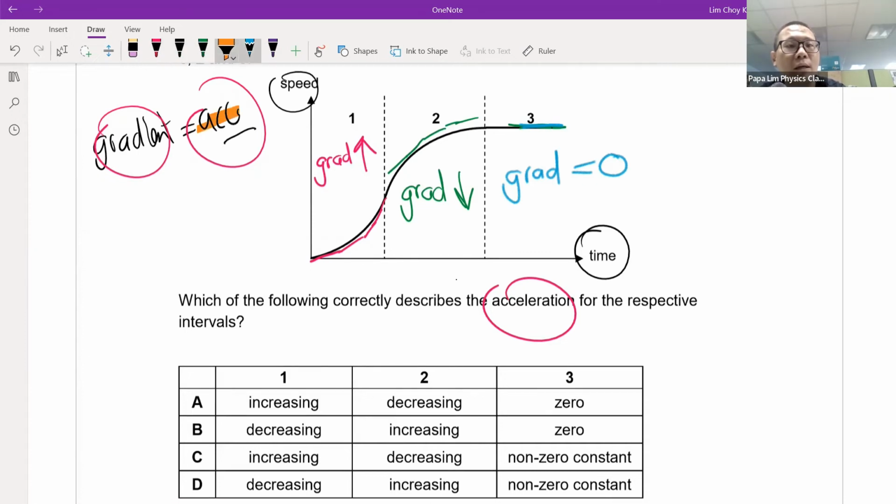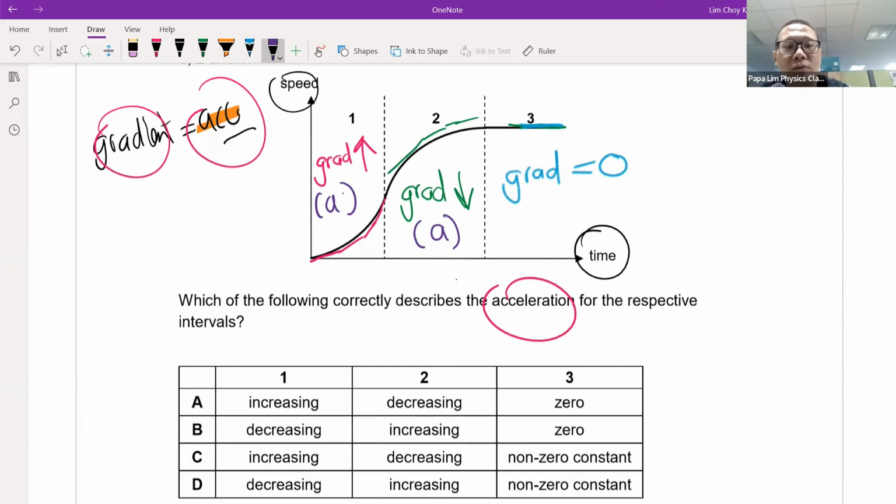So when we say that the gradient of the graph is actually increasing for section 1, we are actually saying that the acceleration is actually increasing. For section 2, if we comment that the gradient is decreasing, we are also indirectly inferring that the acceleration of this object at this segment here is actually decreasing.